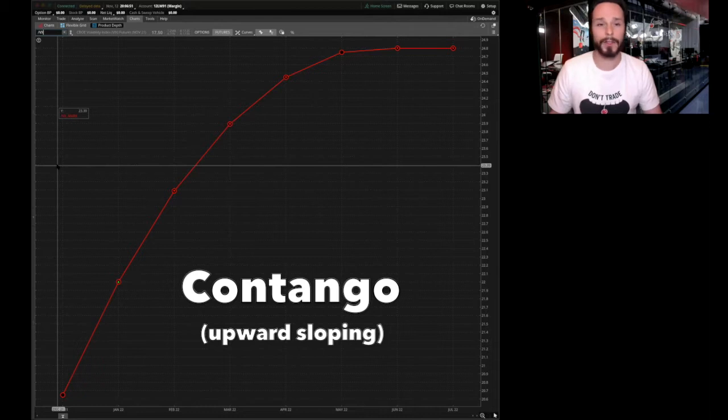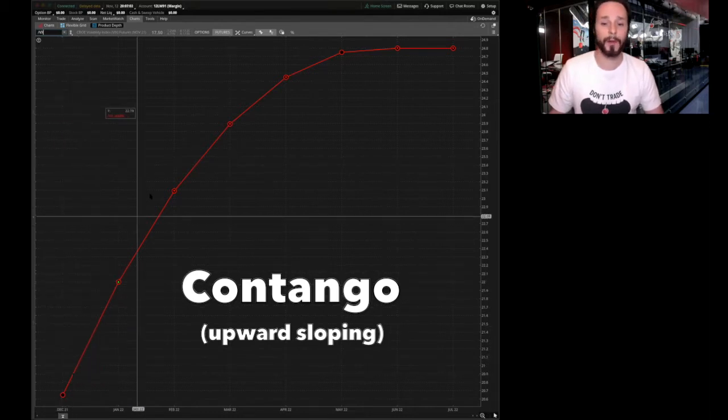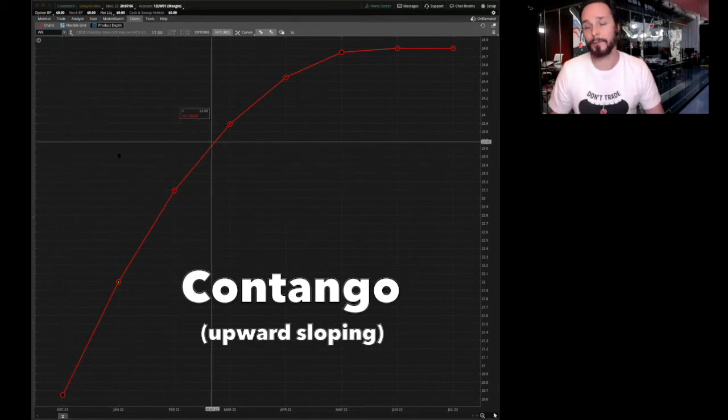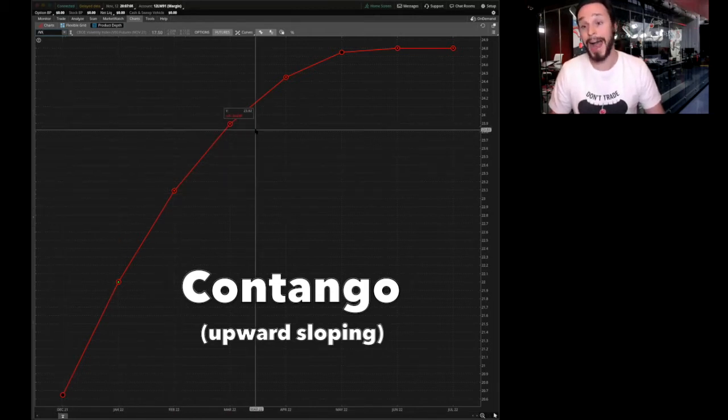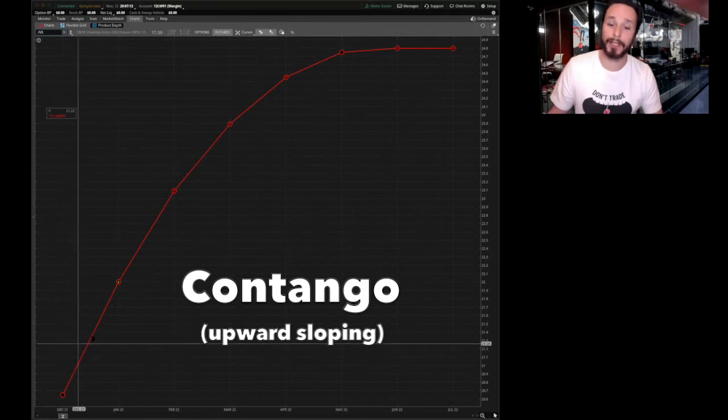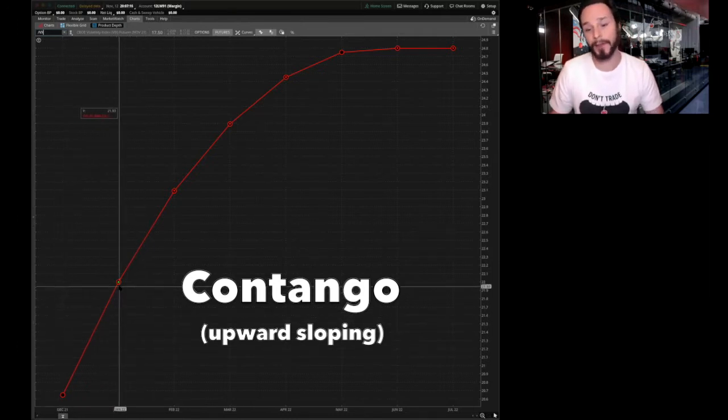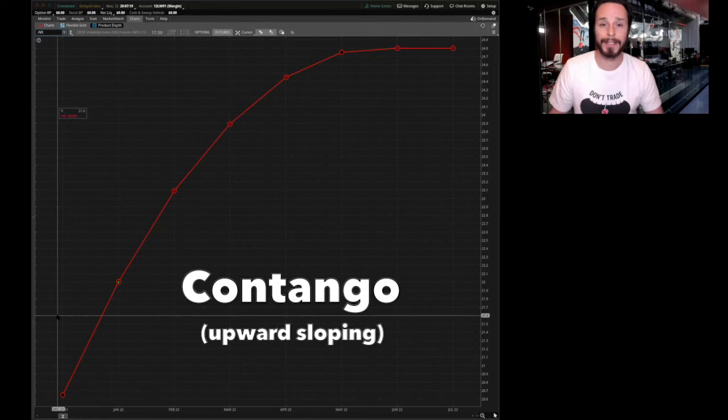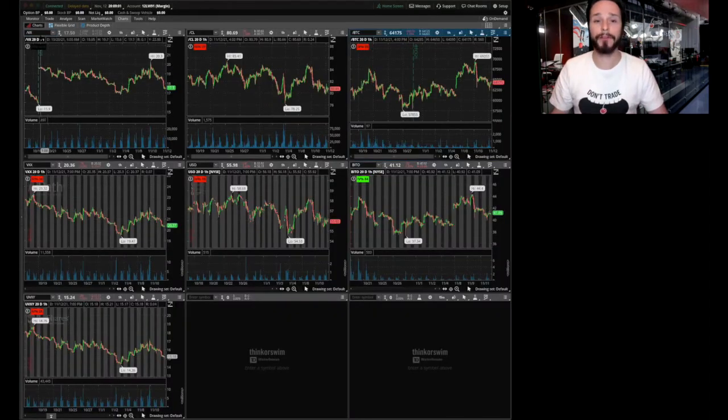This is the normal look of this graph for volatility. So the price is going up and up for each successive month over time. That's what we call contango. The farther out-dated prices are trading higher than the closer dated prices. And another way of saying that is the back month is trading higher than the front month. So that's contango.